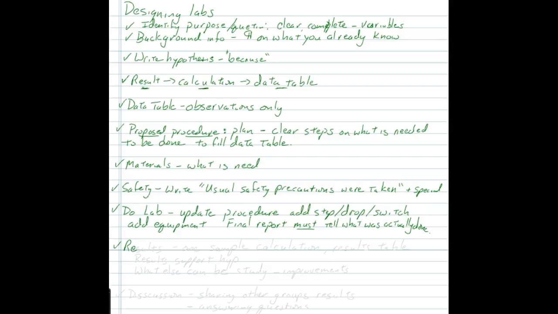Results. When you're doing results, show one sample calculation. If you have 4 or 5 or 6, you don't have to do all 4 or 5, but show one sample calculation. If you're only doing one calculation, then you just do that calculation. You can have a results table to show all the other values that you come up with.